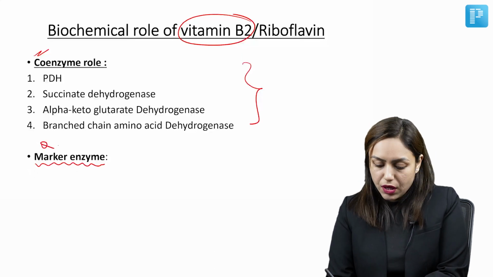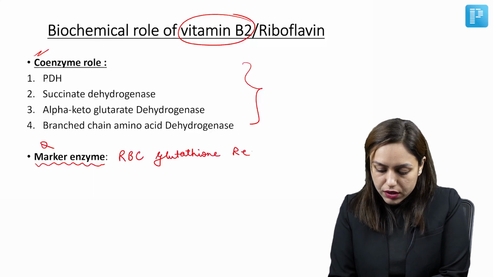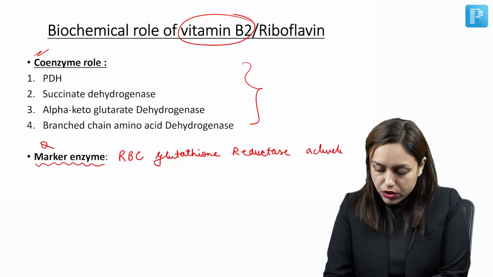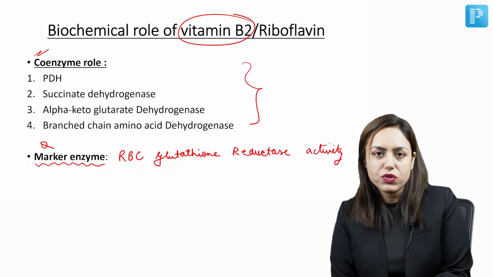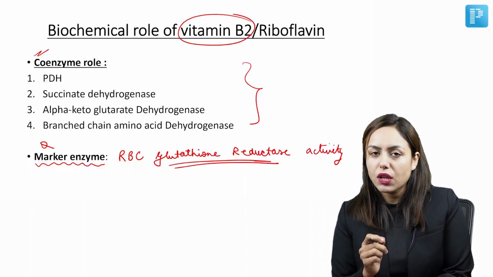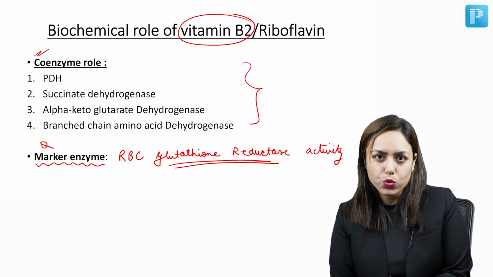Frequently asked. The marker enzyme is RBC glutathione reductase activity. Not the quantity of the enzyme, but the activity of this enzyme. Because this glutathione reductase, which is involved in RBCs, also requires vitamin B2, right?